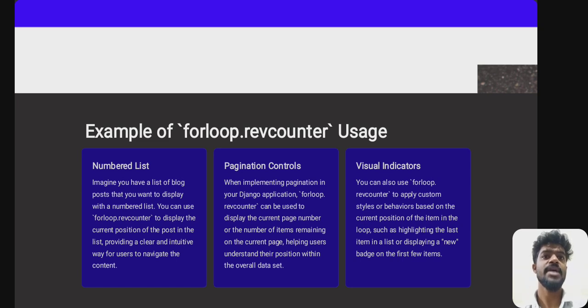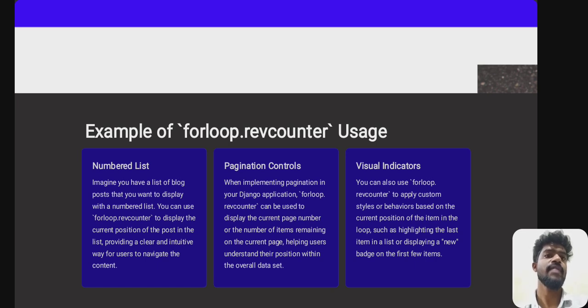Numbered list. Imagine you have a list of blog posts that you want to display as a numbered list. You can use forloop.revcounter to display the current position of the post in the list, providing a clean and intuitive way for users to navigate the content.